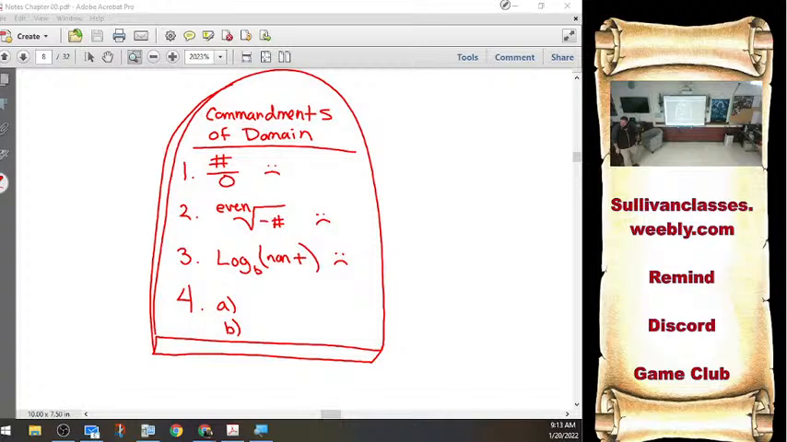I want you to look at your function. Do you have a 0 or a variable on a denominator? There was never a variable on a denominator, so that means I would never have the possibility of dividing by 0. So I don't have to worry about that one. Did I have an even radical anywhere in my function? Did I have a logarithm anywhere in my function?